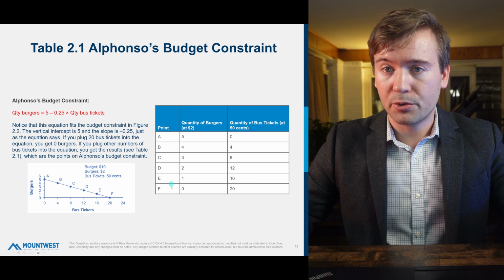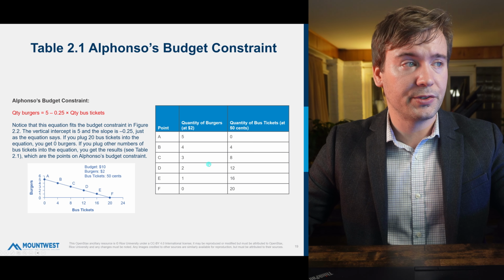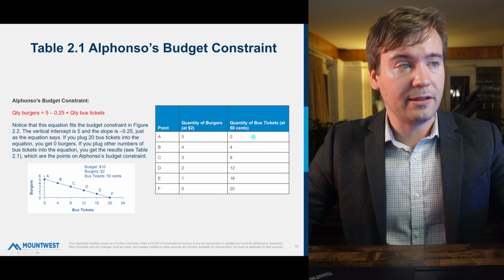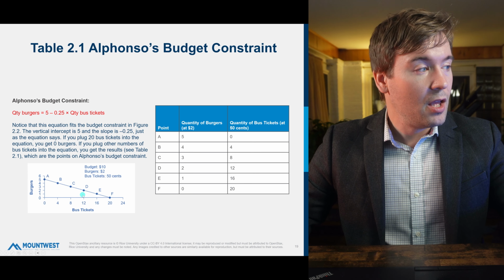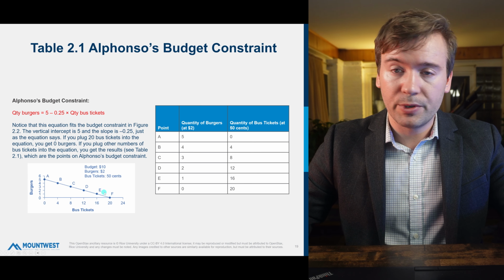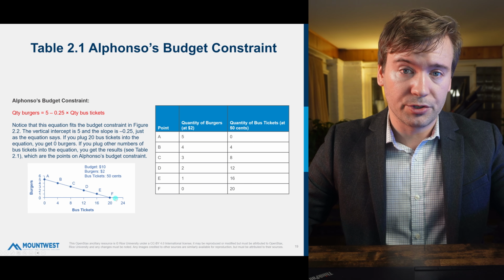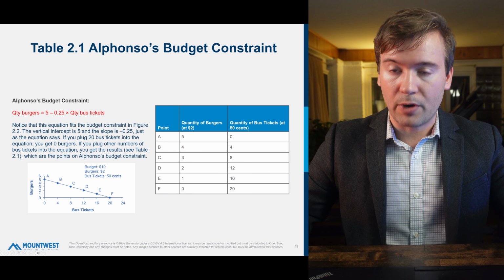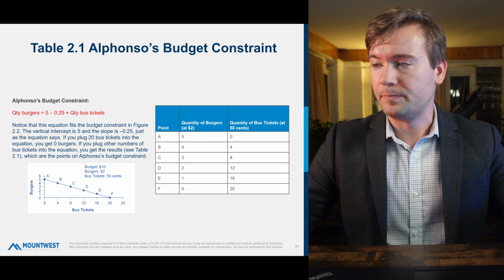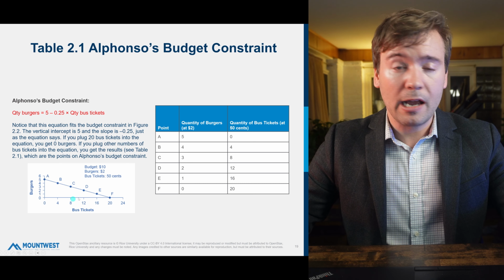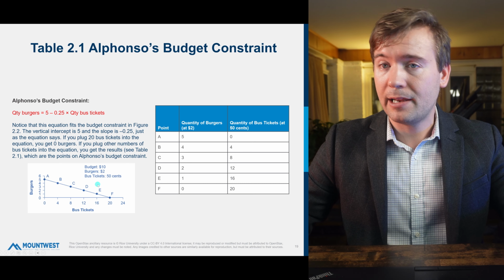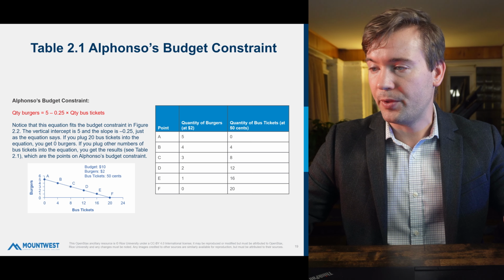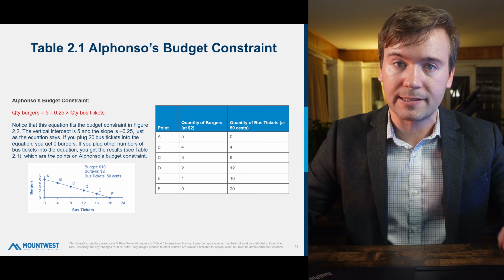So points A through F are all the possible combinations of the quantity of burgers and therefore the quantity of bus tickets. And those are the exact same numbers that we see graphed on the budget constraint. So we're expressing this idea as a line graphically. That's all we're doing here. Okay, everything within that line is the opportunity set. Everything past that is impossible. We don't have the money. We don't have the resources for anything past that.